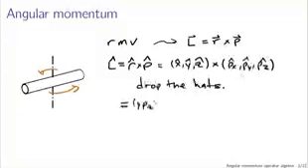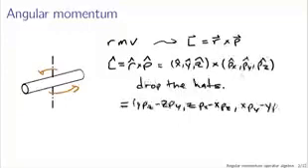y pz minus z py, that's our x component. z px minus x pz, that's our y component. And x py minus y px, that's our z component. Now these are all operators, and they're the same sort of thing that you're familiar with.